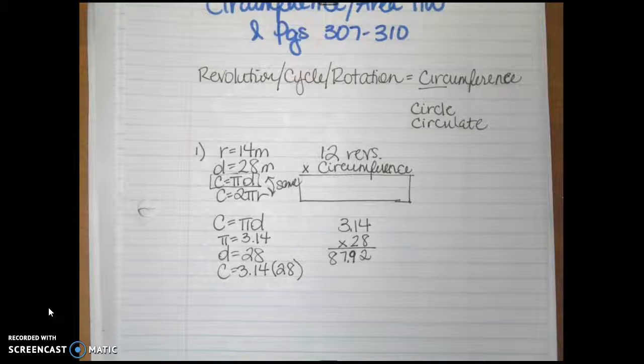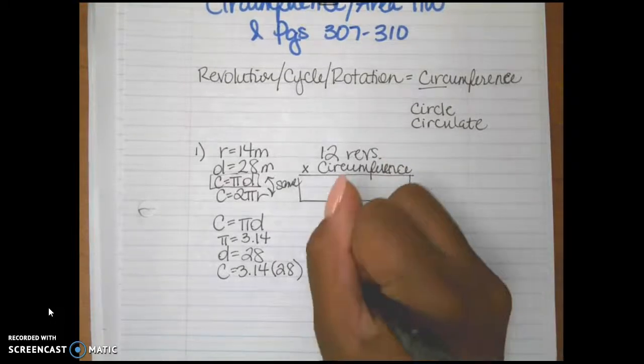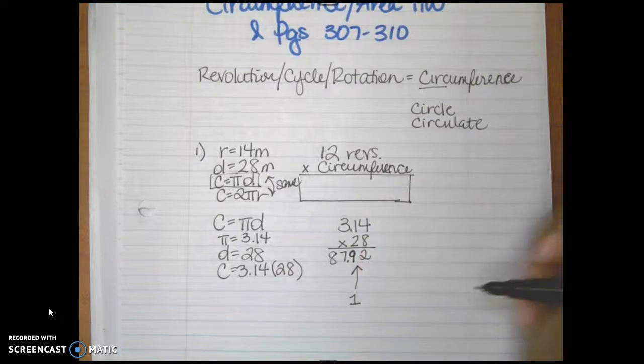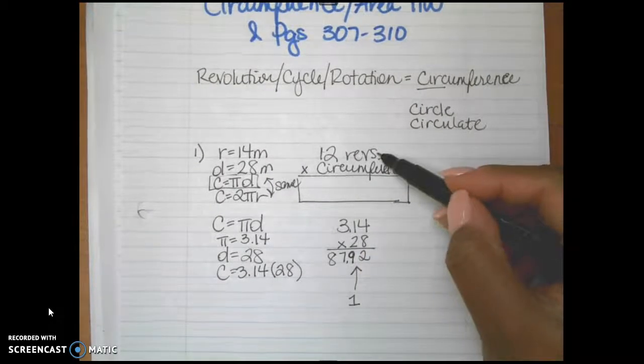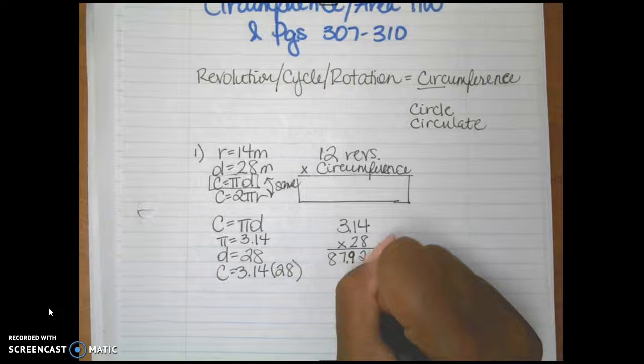Okay. Now, am I done? You have to multiply that times 12. Why? Because that's how many. I have to multiply this by 12. Why? Because this is only one. What's that R word? One circumference or one revolution.